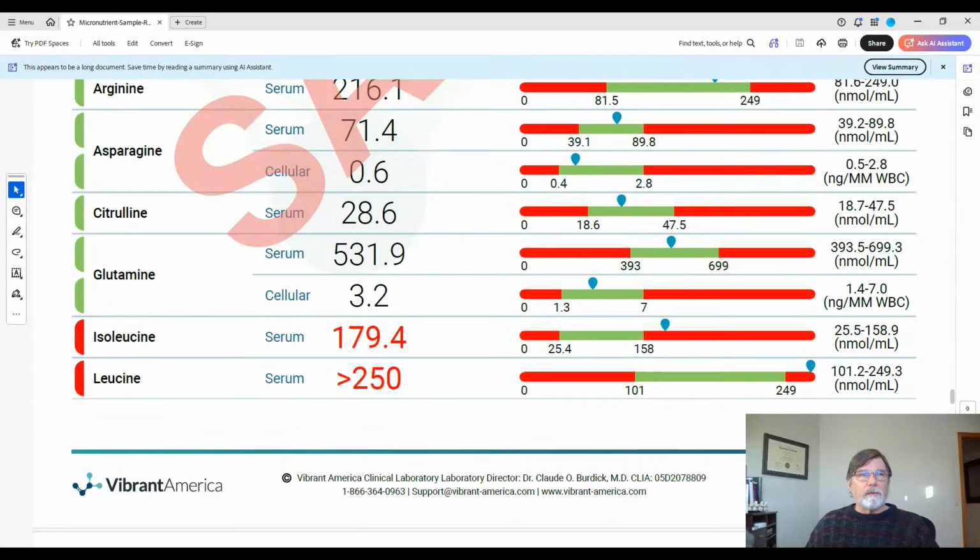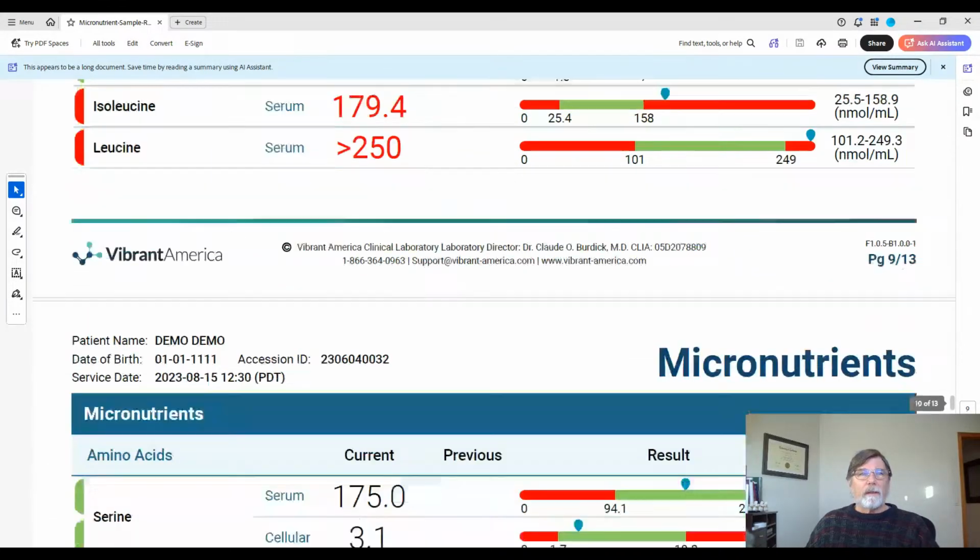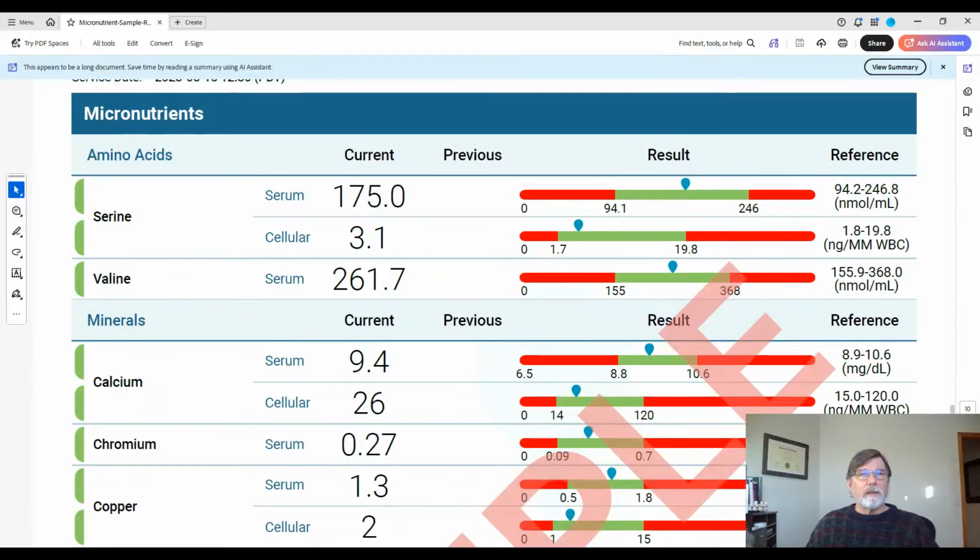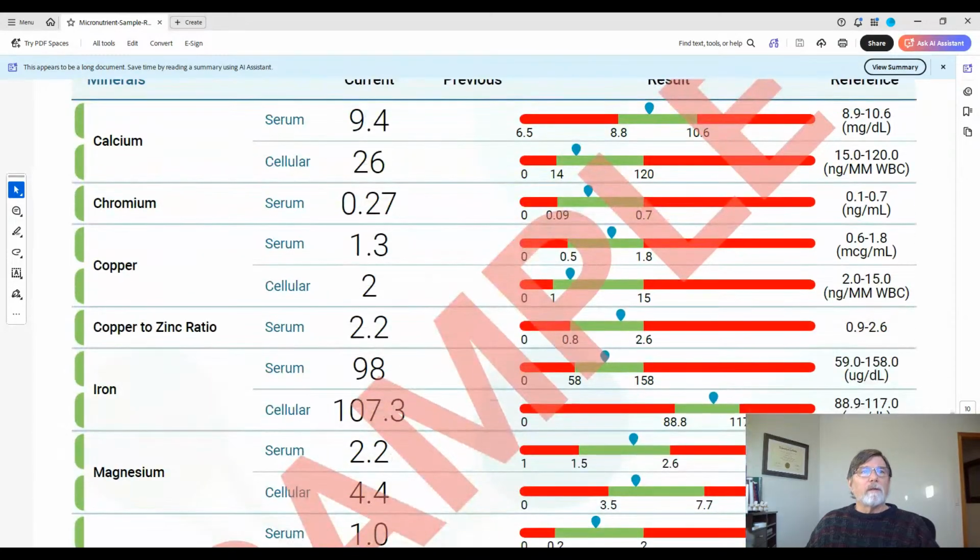So these are leucine and isoleucine. And then we get down here to serine. Again, serum is higher than cellular. Valine is only in the serum, but calcium, serum and cellular, they're close to equal. Chromium is only seen in serum. Copper, serum and cellular. So the copper serum, again, is significantly higher than the cellular on this relative kind of observation.